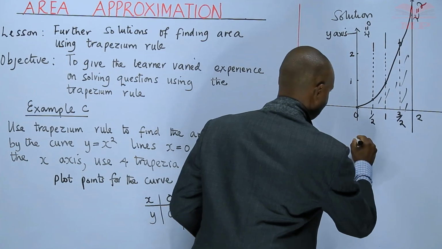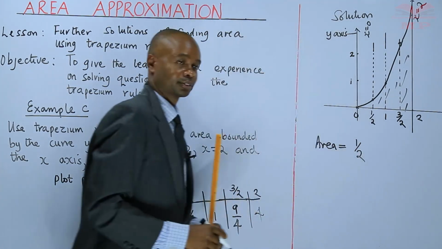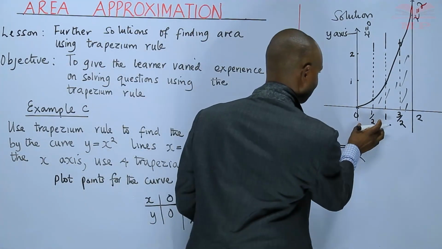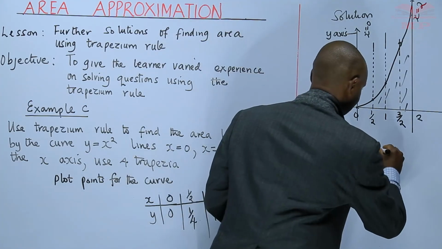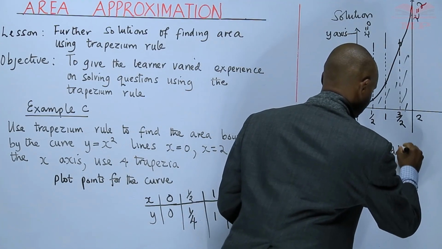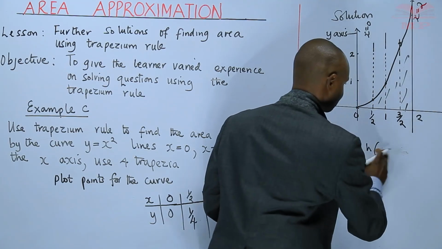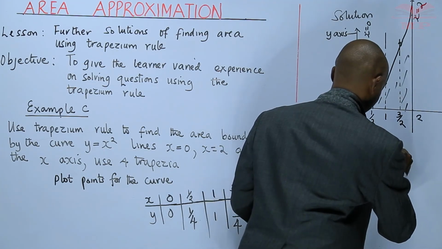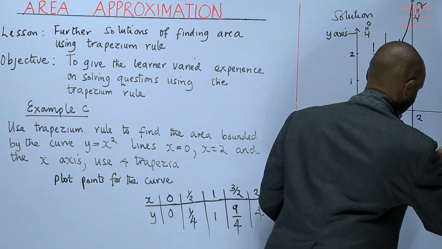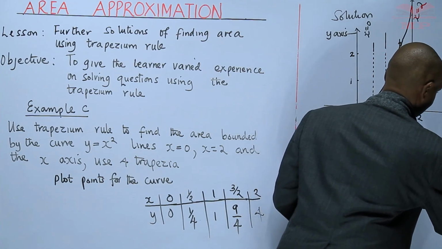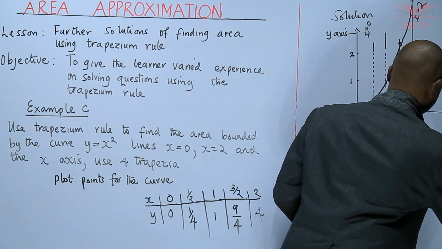Area will be equal to a half h, the width of that. A half h, mid-ordinates, a half h, ends plus twice mid-ordinates.